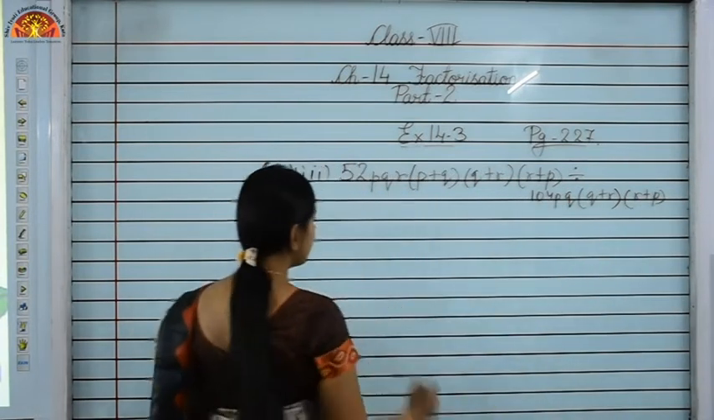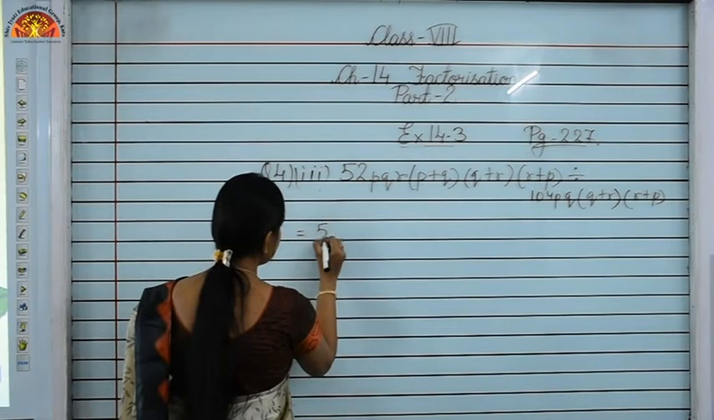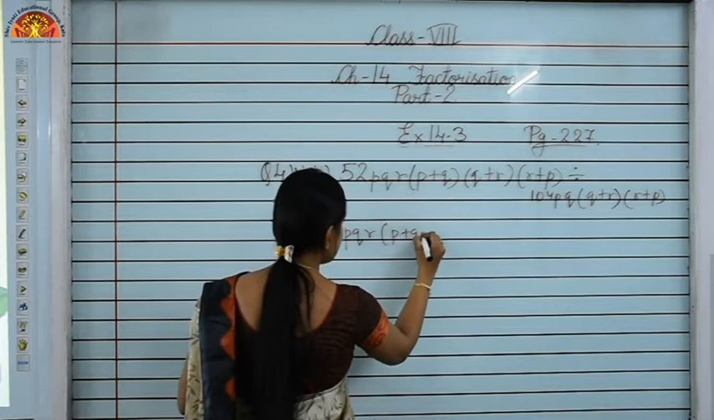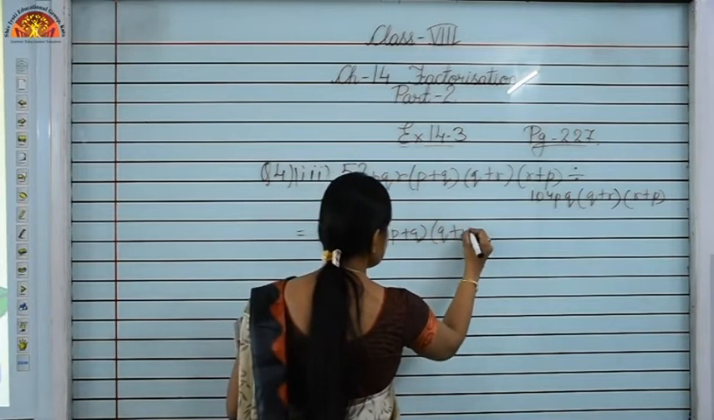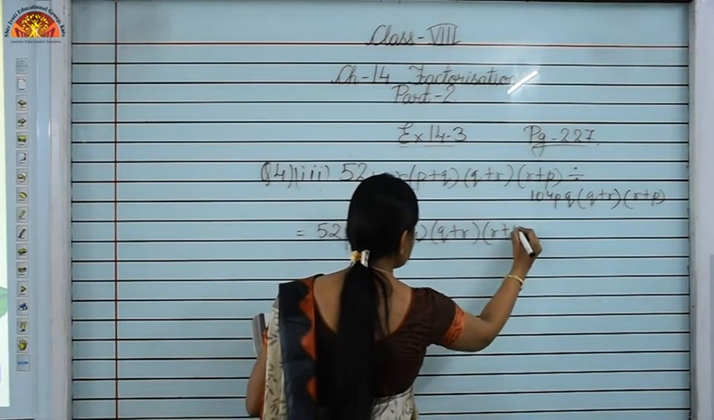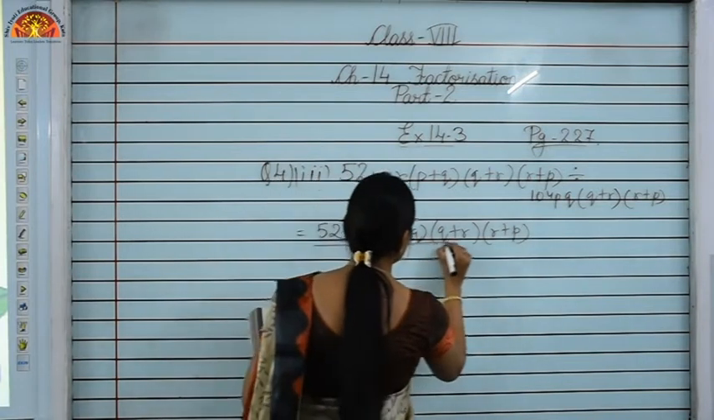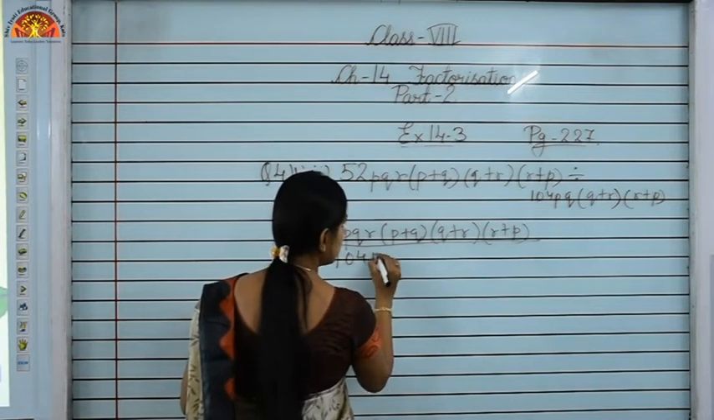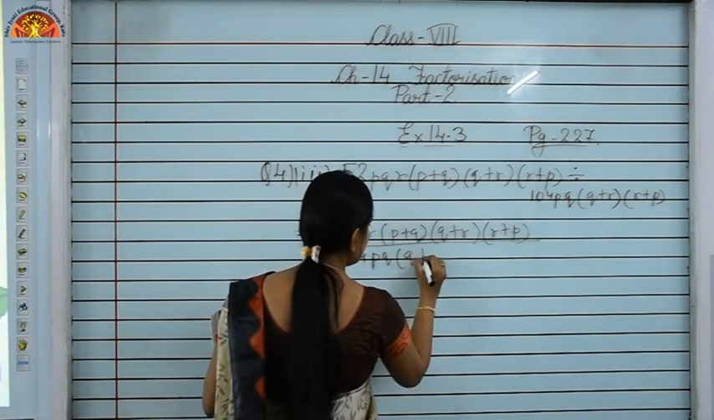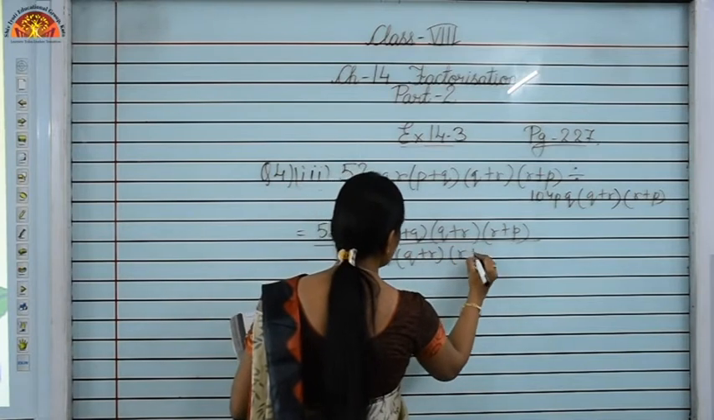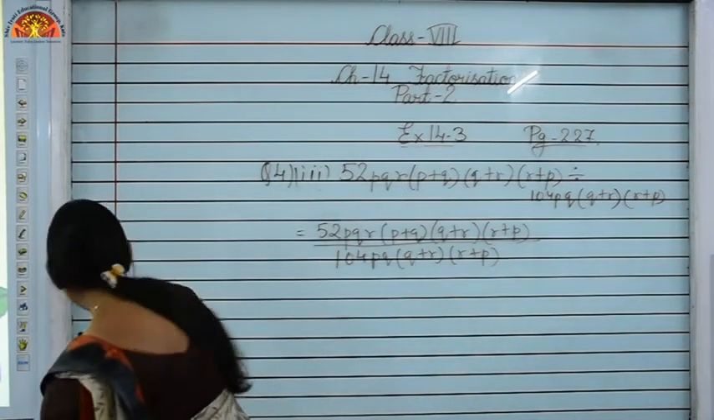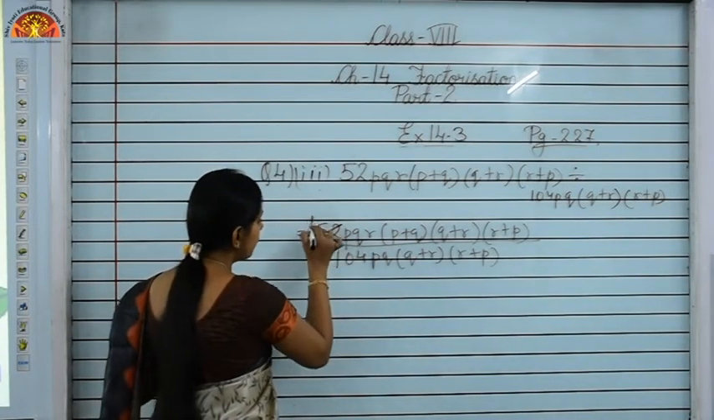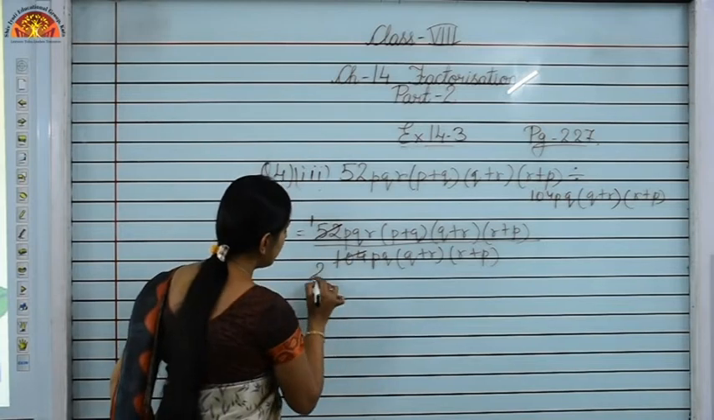So now we will just carry out the division, that is 52 PQR into (P plus Q) into (Q plus R) into (R plus P) whole divided by 104 PQ into (Q plus R) into (R plus P). So just see children, here it is 52 and here it is 104. So 52 ones are 52 and 52 twos are 104.